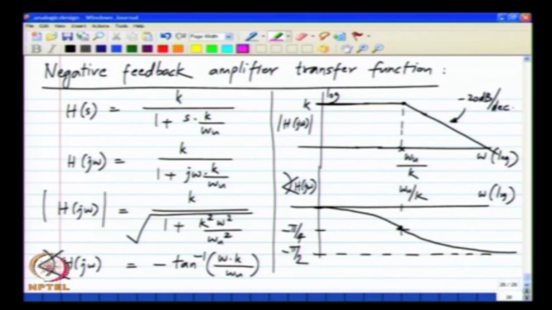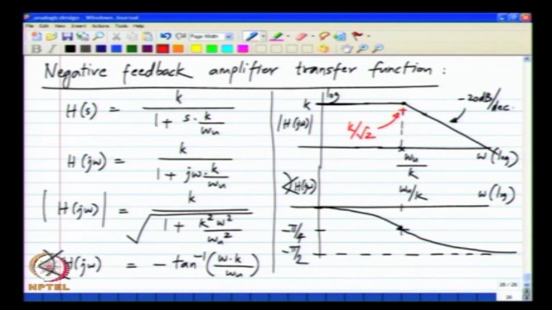The magnitude is close to the ideal value of k for frequencies well below this pole value ωu divided by k, and well beyond ωu by k it goes off at 20 dB per decade. Now, when ω equals ωu by k, you get k divided by square root of 2. So, k divided by square root of 2 is basically 3 dB below k.